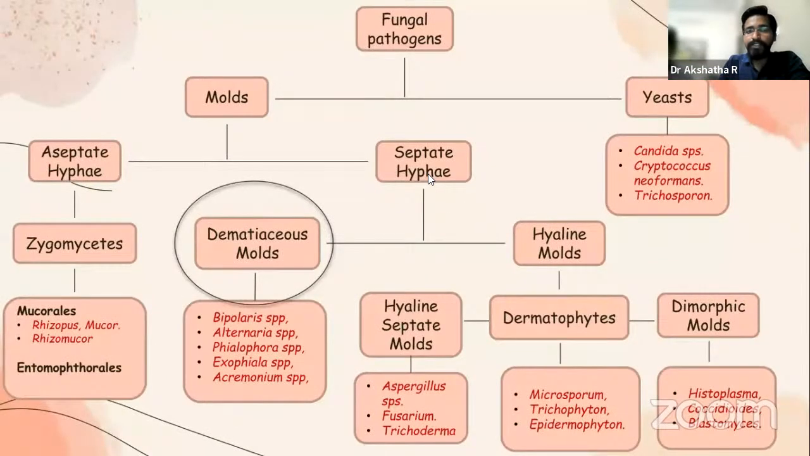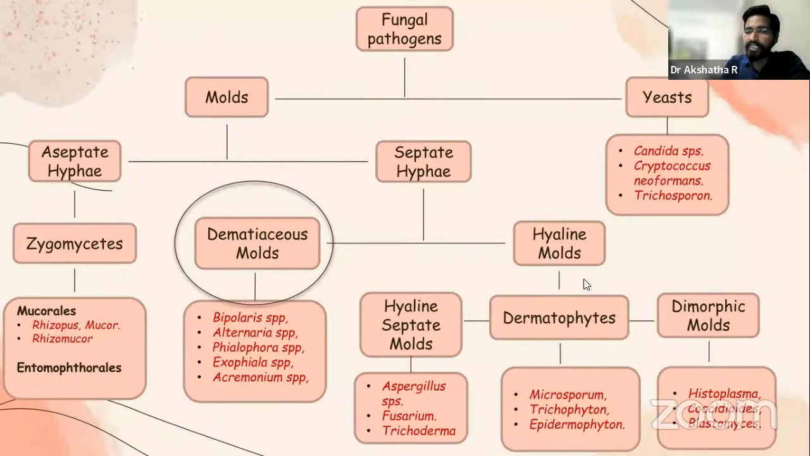The approach to a fungal pathogen is to check whether it is a yeast or a mold. Yeast means mainly Cryptococcus and Candida. Mold means we need to look for Rhizopus, Mucor and Rhizomucor. Endomophthorales, Conidiobolus and Basidiobolus are also possible organisms. For septate hyphae, we have hyaline fungi or dematiaceous fungi. Dematiaceous fungi means Alternaria, Bipolaris, Exophiala, Acremonium and others.